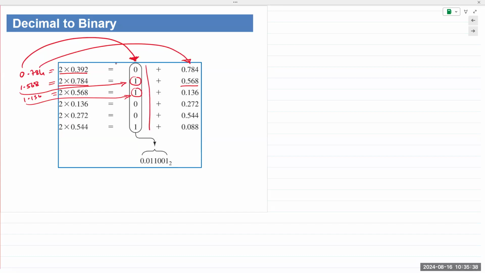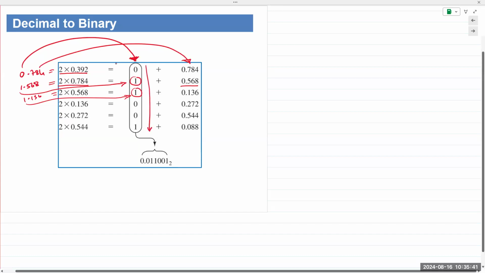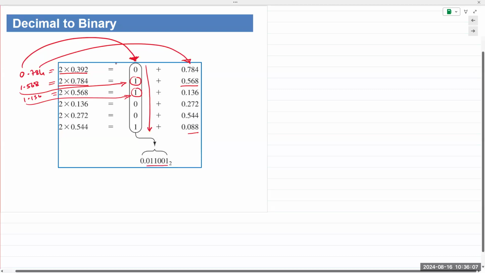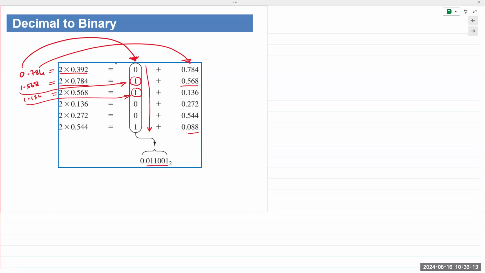And you can keep going as far as you want to go. Mathematically speaking, it would never end. This is just 3 decimal places. You could take 4, 5, 6, 7, 8, 9, depending on how much precision you require. But you would simply read it starting from the top, and you would get 0.011001. So for decimal fractions, you multiply.